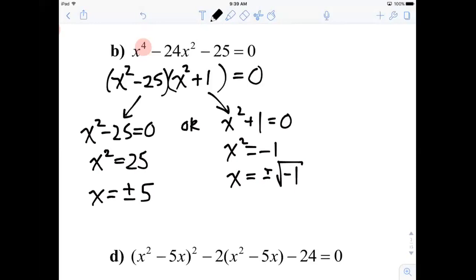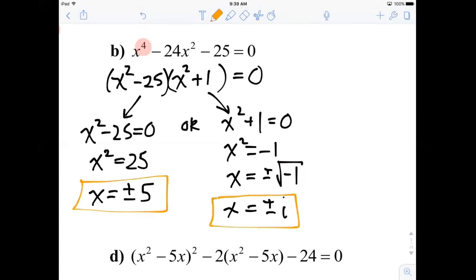Well, up until last year, you would have had no idea how to deal with this, but now we know how to deal with this. We can say that x could be plus or minus the symbol i. So each of those, whether it's positive 5 or negative 5, or positive i or negative i, those are all perfectly valid solutions. So those are two of them, those are the other two, and we have found all four of our solutions in this case.